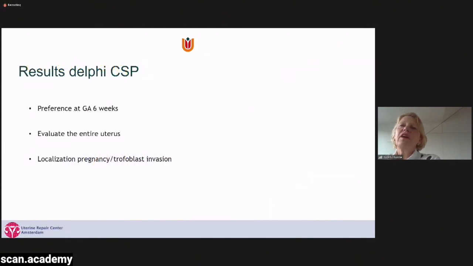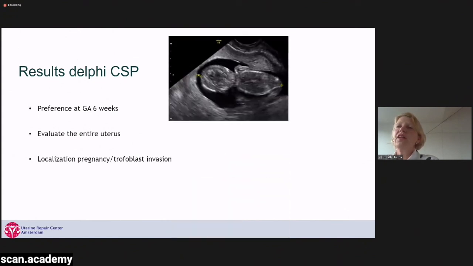The results from the Delphi procedure: we asked the experts what's the best moment to evaluate a cesarean scar pregnancy? And it was agreed that it's around 6 weeks, but of course it depends on the moment when a patient enters your clinic, when the evaluation can be performed. And as I discussed, it is important to evaluate the entire uterus, so not only the fetus.